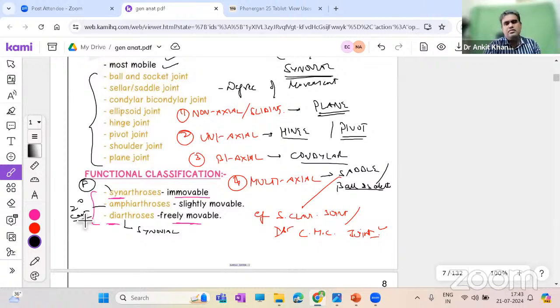Diarthrosis, joint bones are separated, easily mobile, so synovial. Amphi means in between, like amphibians. They live in land and water. Amphiarthrosis: they just move a little. Secondary cartilage.